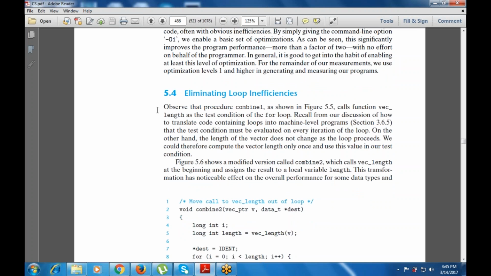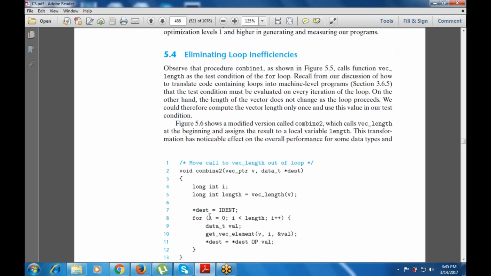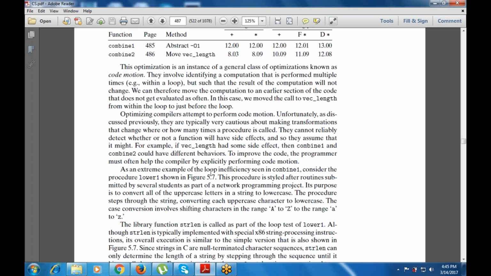Now next one is eliminating the loop inefficiency. If there is an inefficiency, it is eliminated by moving code out of the loop. So move the vec_length code out of the loop. void combine2(vec_ptr v, data_t *dest): long int i; long int length = vec_length(v); *dest = IDENT. We take the for loop, i equals 0, i is less than length, i plus plus, then data_t val; get_vec_element(v, i, &val); *dest = *dest OP val. This is combining both the values.